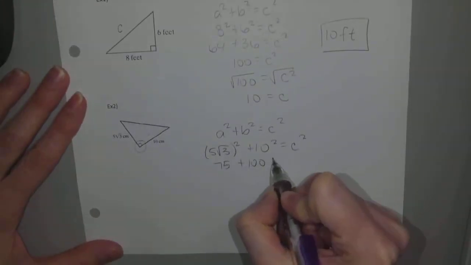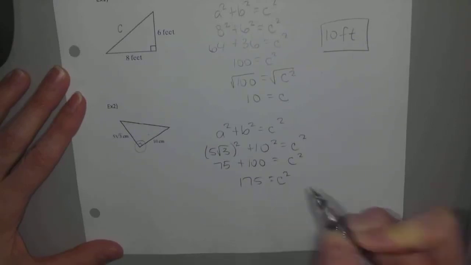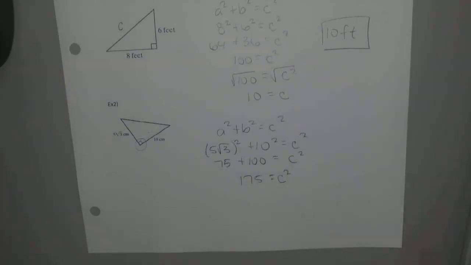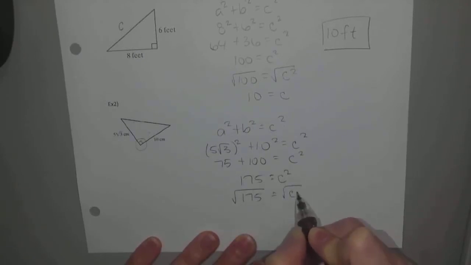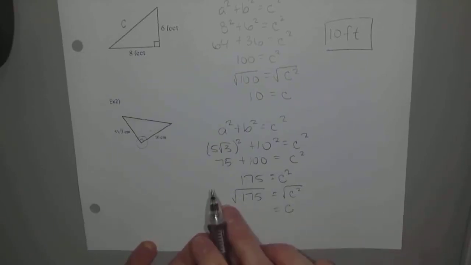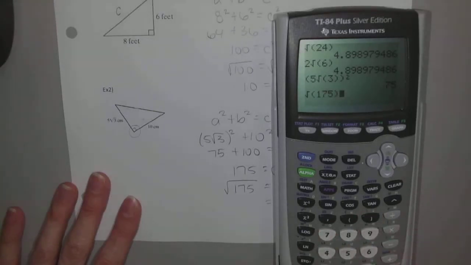This part's 100. So we get 175 equals C squared. And again, we know we don't care about C squared, so we're going to take the square root of both sides, guys. The square root of a square always pops out to be C. And then 175, I always throw him in my calculator first to see if he's a perfect square.